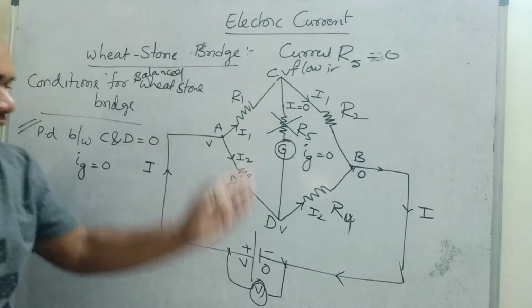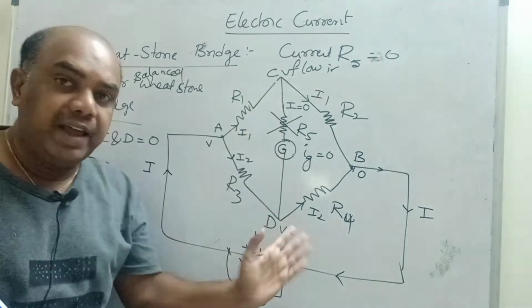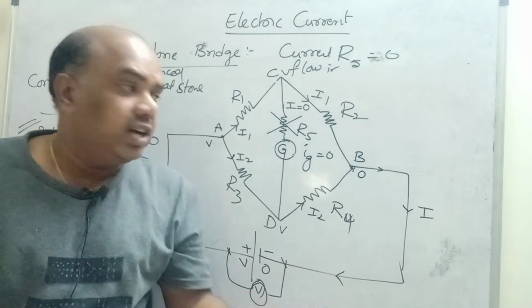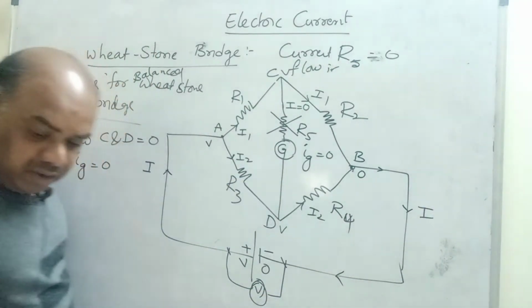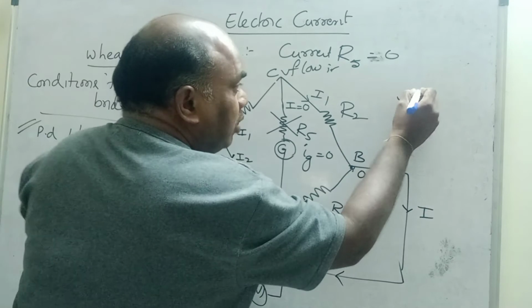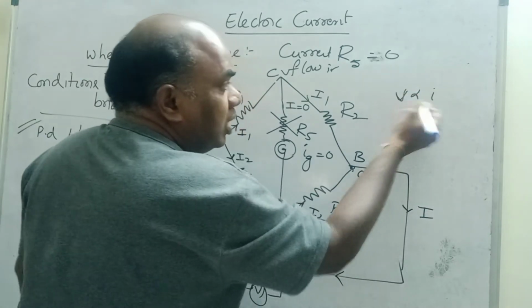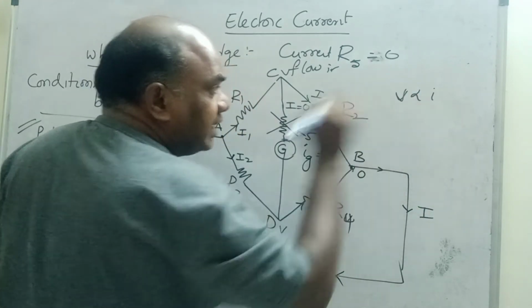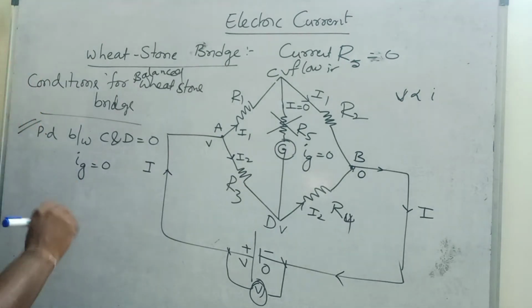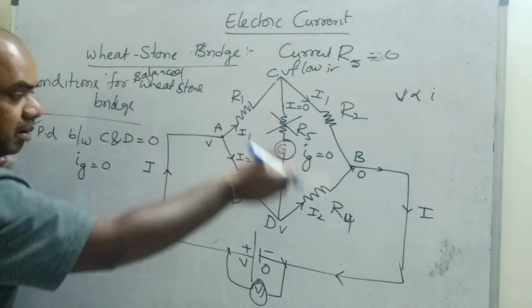Here the potential is V, here the potential is V, so 5 minus 5 is 0. Potential difference is not there, which means there is no current. Why? Because according to Ohm's law, V is proportional to I. If there is no potential difference, the current also will be 0, so the galvanometer reading Ig is 0.